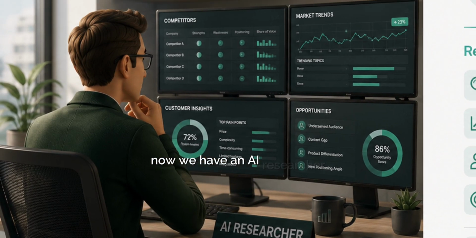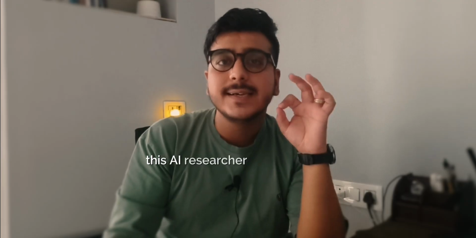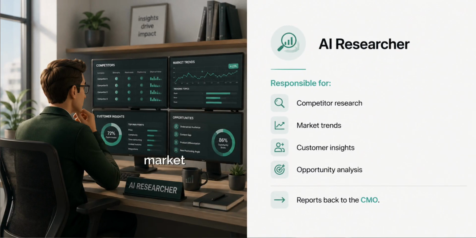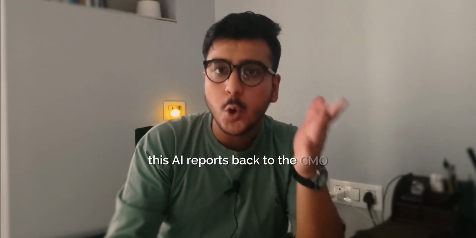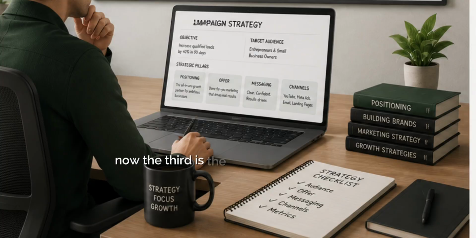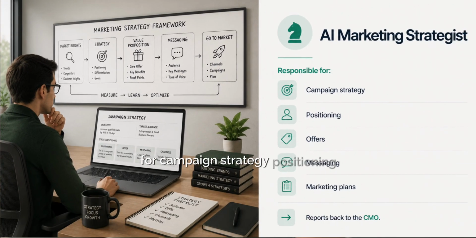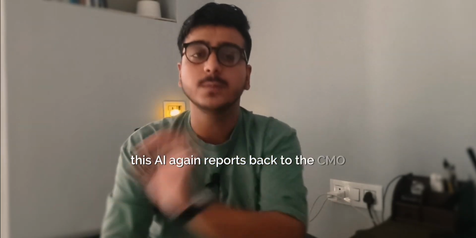Now we have an AI researcher. This AI researcher is responsible for complete market research, market trends, customer insights, and opportunity analysis. This AI reports back to the CMO. Now, the third is the AI marketing strategist. This strategist is responsible for campaign strategy, positioning, offers, messaging, marketing plans, and much more. This AI again reports back to the CMO.